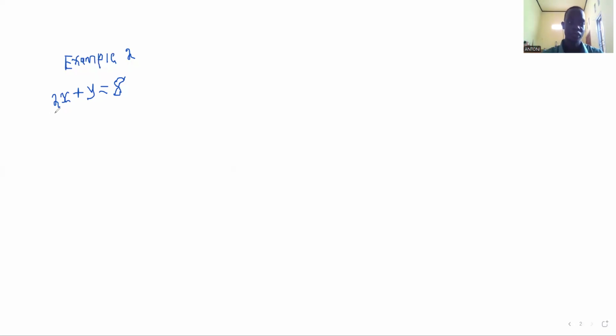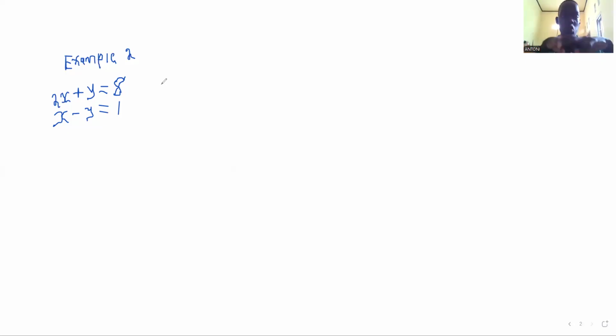So these are different equations. x minus y is equal to 1. Now, if we see all these equations given, we have 2x plus y is equal to 8, and x minus y is equal to 1.